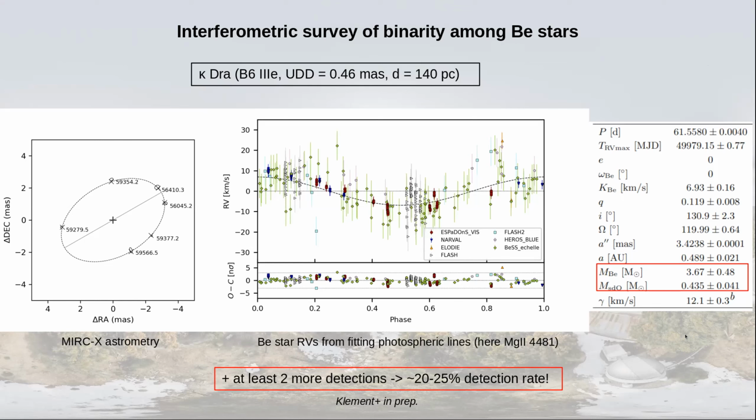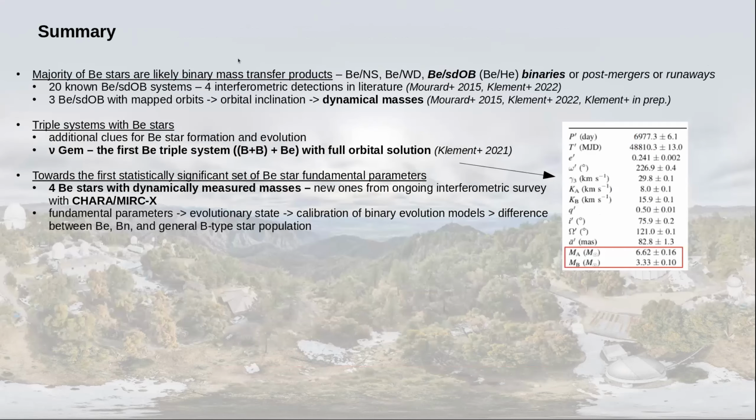And to summarize, the majority of BE stars are likely mass transfer products. We now have dynamical masses for at least 4 in total. Sorry, this is something which I didn't have time to mention.